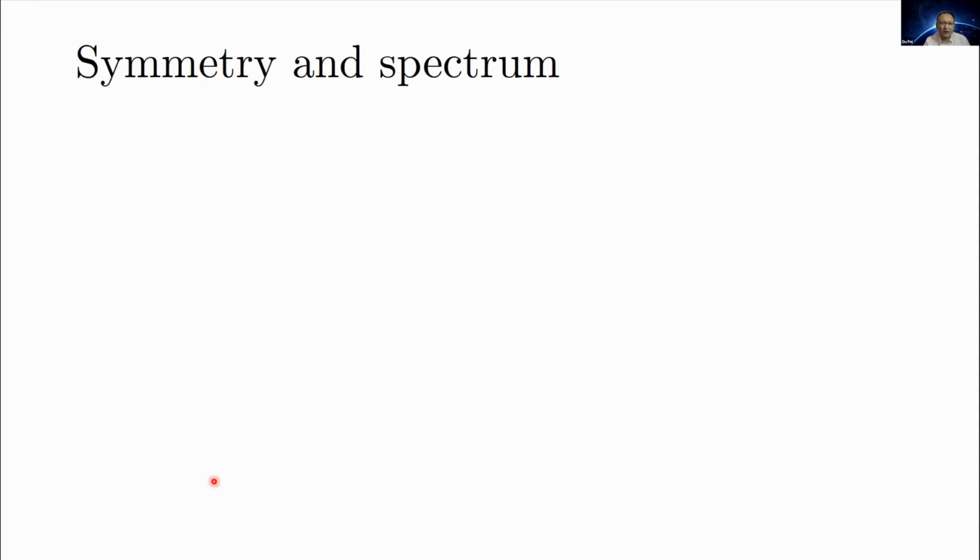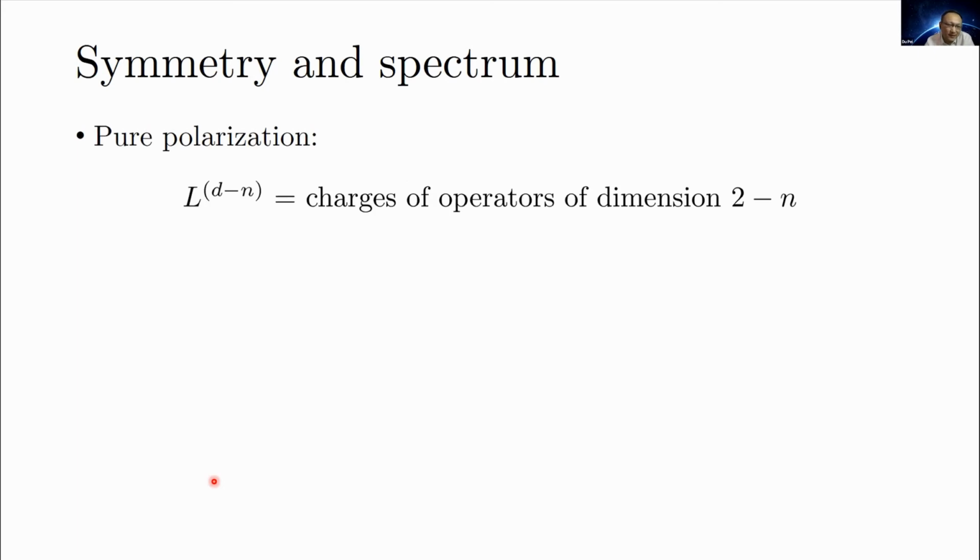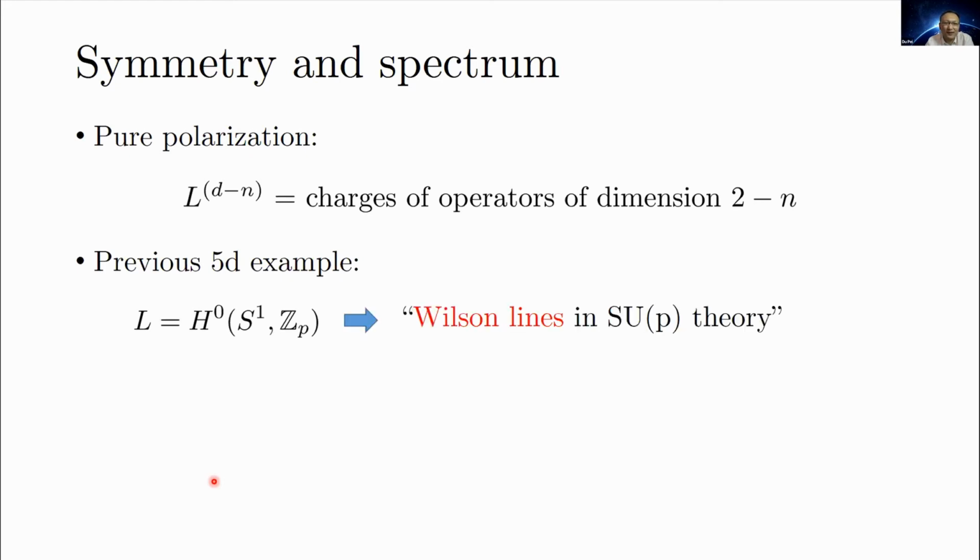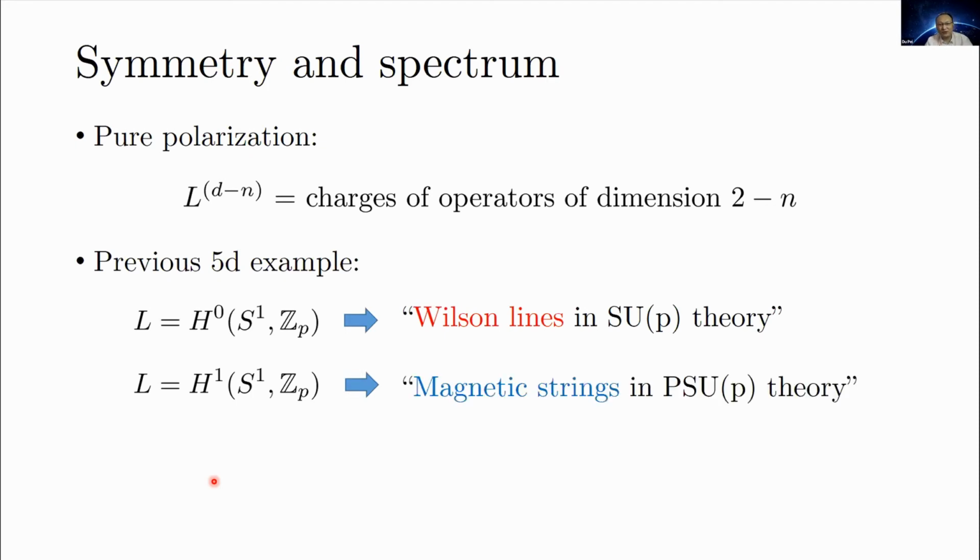Before pursuing more examples, we will make some general comments about symmetry and spectrum. For pure polarizations, the degree D minus n piece of L will label charges of operators of dimension 2 minus n. So in the 2D example, for L being H^0, L can be viewed as possible charges of the Wilson line in the SUP theory. For the other choice, L will be H^1, and these label charges of the magnetic string in the PSUP theory. But how about mixed polarizations? What symmetry do they have? And what's the spectrum of operators?